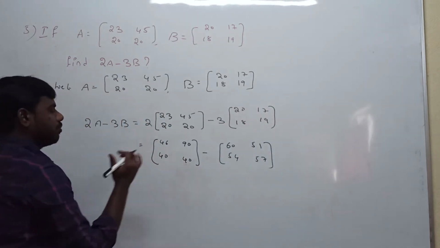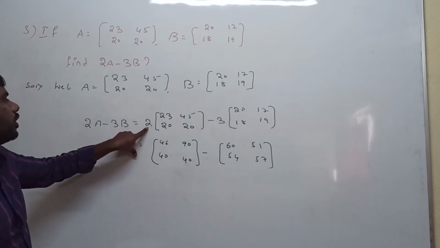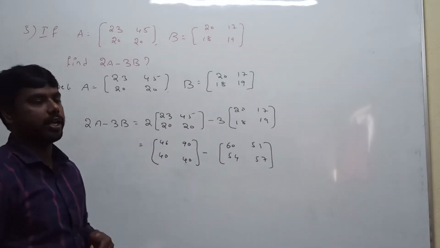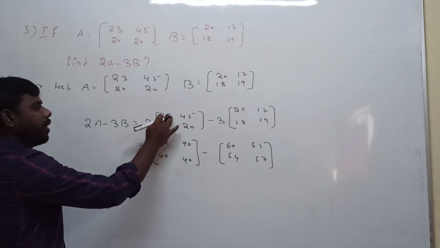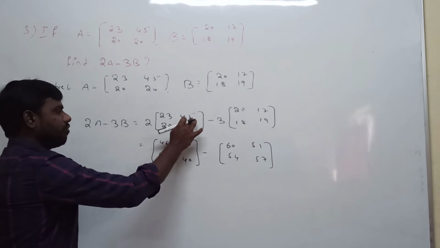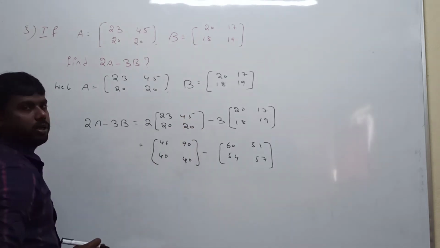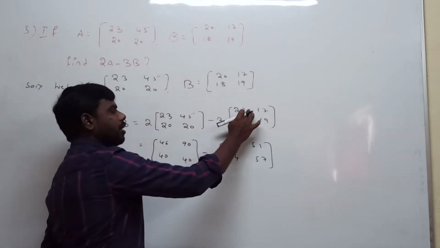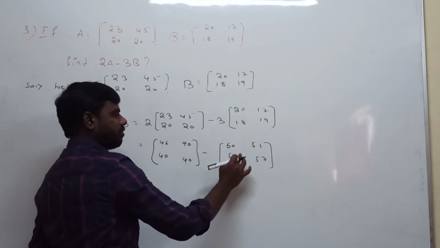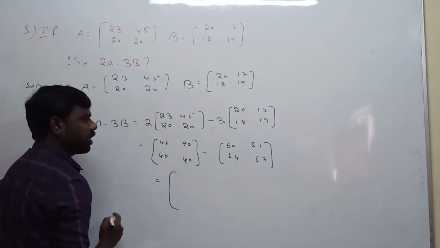So listen, how did this matrix come? 2A minus 3B: 2 into the A matrix minus 3 into the B matrix. Each element is multiplied by 2. 2 into 23 is 46, 2 into 45 is 90, 2 into 20 is 40, 2 into 20 is 40. Minus, each element multiplied by 3: 3 into 20 is 60, 3 into 17 is 51, 3 into 18 is 54, 3 into 19 is 57. So next we are subtracting the two matrices.